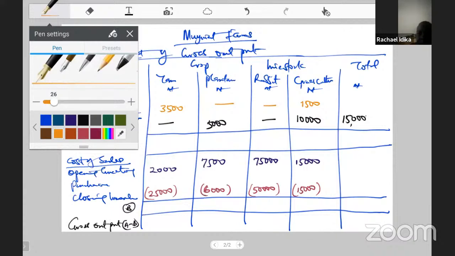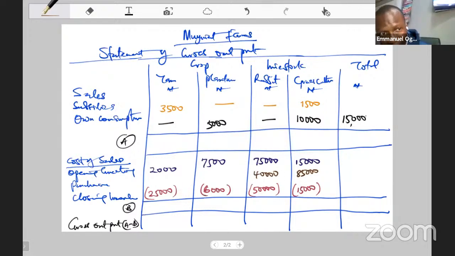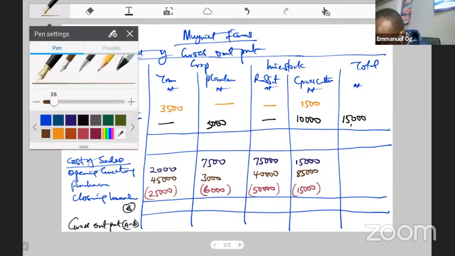Purchases. Okay, purchases for grass cutter is how much? 85,000. Next. Rabbit 40,000. Okay, thank you. That is from the question that you screenshot. Okay, let's go on. What's the next one? Plantain, 2,000. Yam, how much? 3,000 naira. How much? 45,000. Okay. What's the next item that we have?